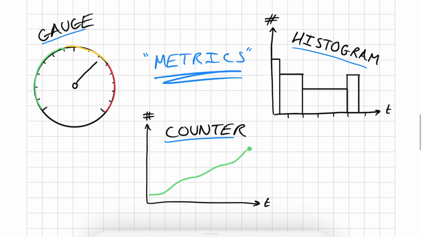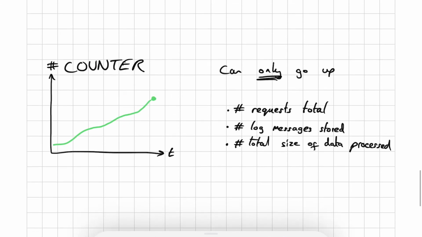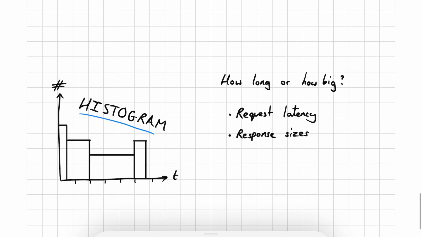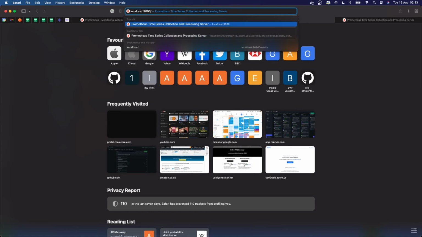There are three key types of metrics: the gauge, which can go up and down arbitrarily, the counter, which can only go up, and the histogram for measuring how big or how long something was. All of this is stored on disk in a special Prometheus format, which you can see at the /metrics endpoint of any target.